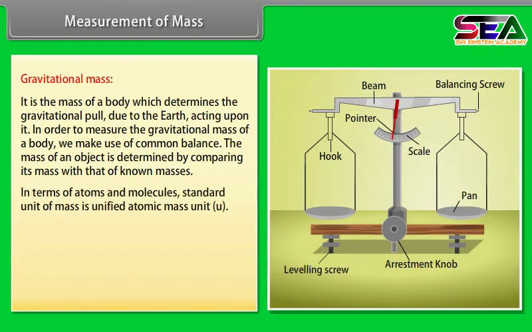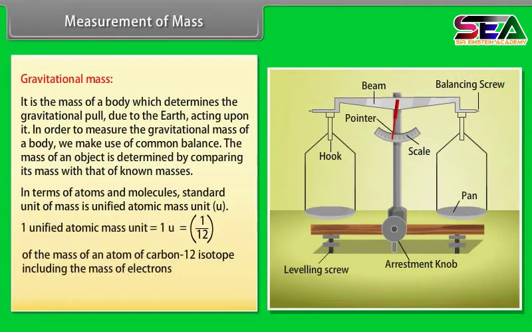In terms of atoms and molecules, the standard unit of mass is the unified atomic mass unit, that is u. 1 unified atomic mass unit, 1 u, is equal to 1/12 of the mass of an atom of carbon-12 isotope including the mass of electrons, which is equal to 1.66 × 10^-27 kg.